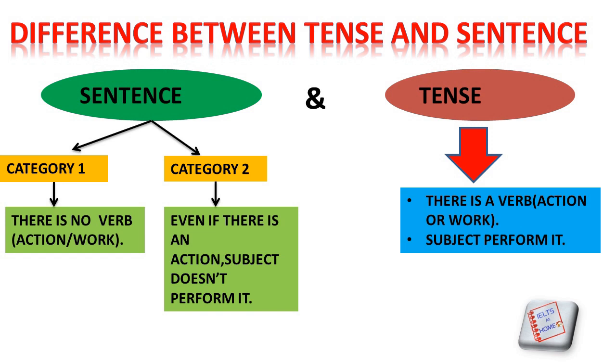In category 1, there is no verb, action or work. Like, he is a boy. There is no action about this. There is no action about he or boy, what he is doing. So in category 2, if there is a verb, but subject doesn't perform it, that is also a sentence. For example, she is tired. In this, tired is a verb, but she doesn't perform any action here. You can understand this by reading tense example also.